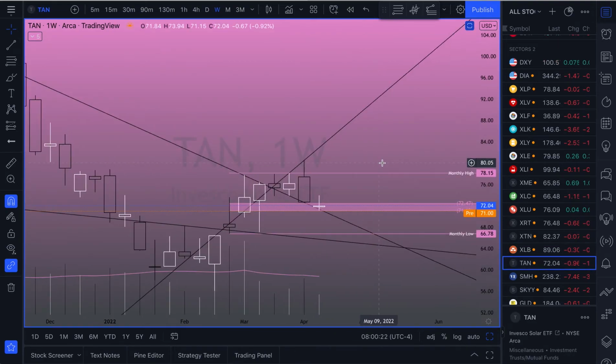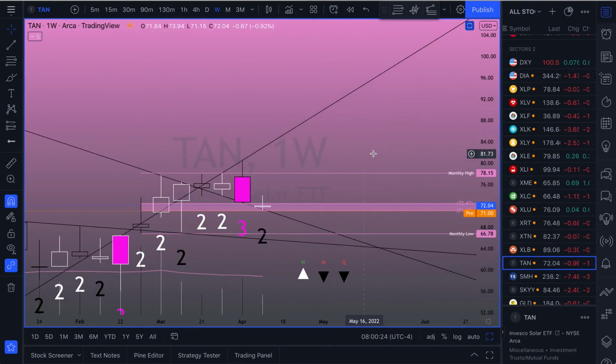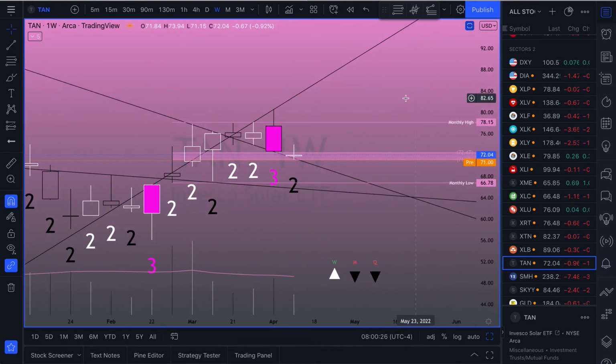Solar. Solar is 50-50 in my opinion, because it can either be at the bottom of this broadening formation or it could be in the middle of this broadening formation. So it is at the 50% of the monthly. So we got to see what it wants to do.